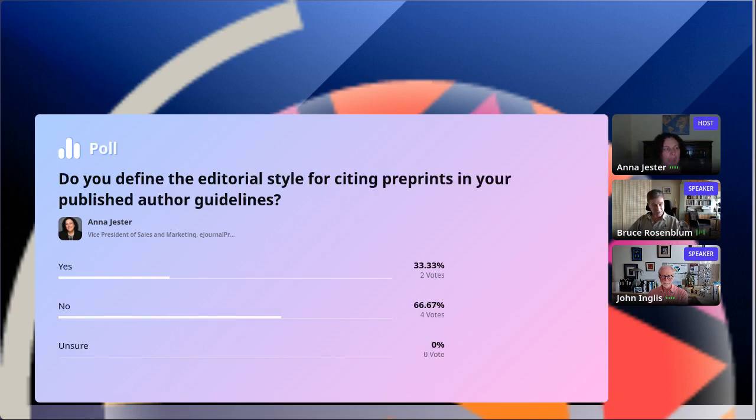What about the results on the last poll? And the other one there. Okay, sharpen your pencils, please, attendees, and update your style guides.